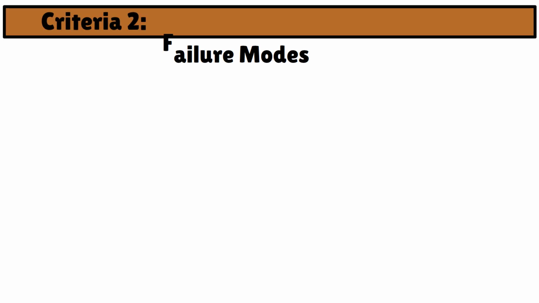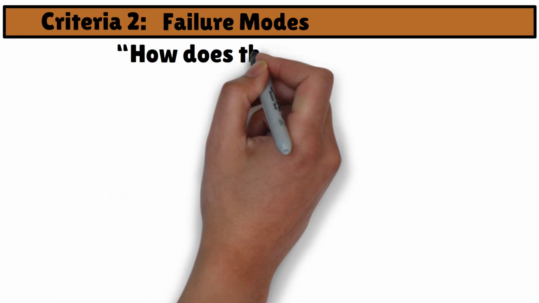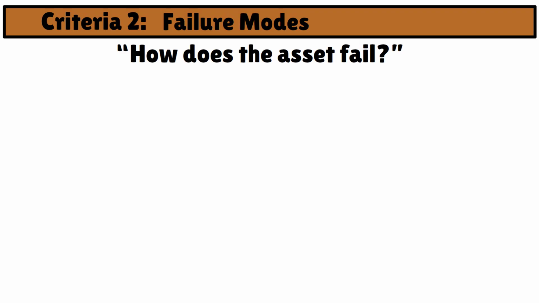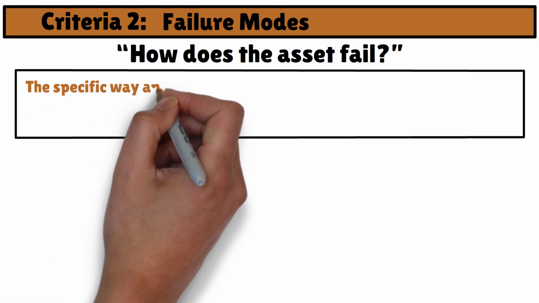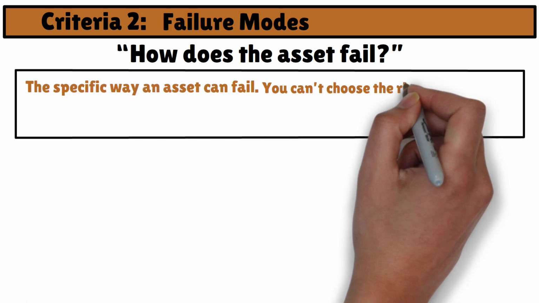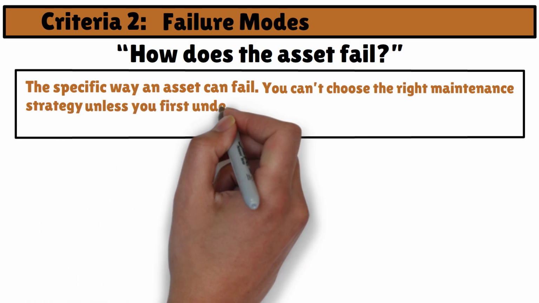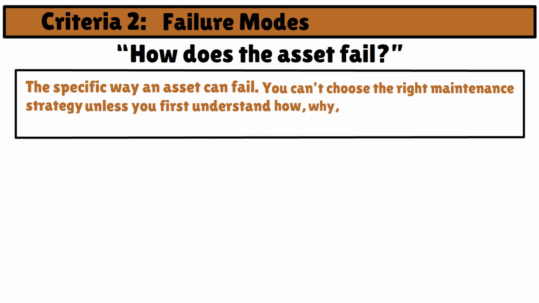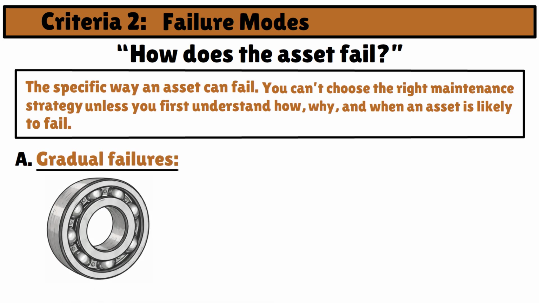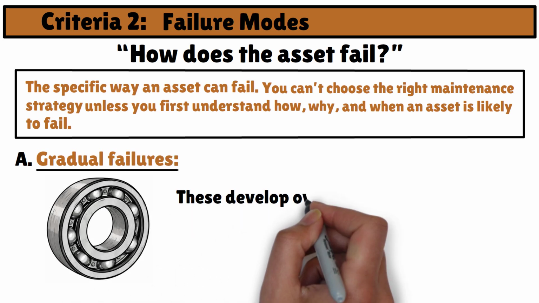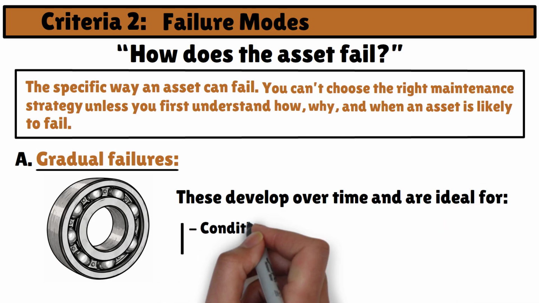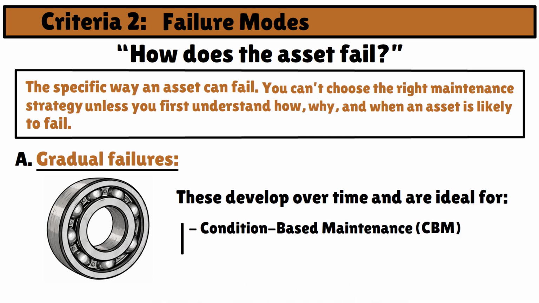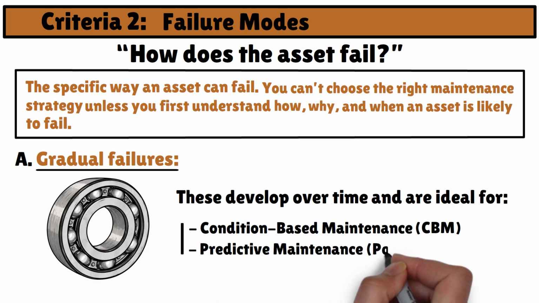Criteria 2. Failure modes. How does the asset fail? Failure mode simply means the specific way an asset can fail. You can't choose the right maintenance strategy unless you first understand how, why, and when an asset is likely to fail. Failure modes generally fall into 3 categories. A. Gradual failures, such as bearing wear or corrosion. These develop over time and are ideal for condition-based maintenance, CBM, or predictive maintenance, PDM.